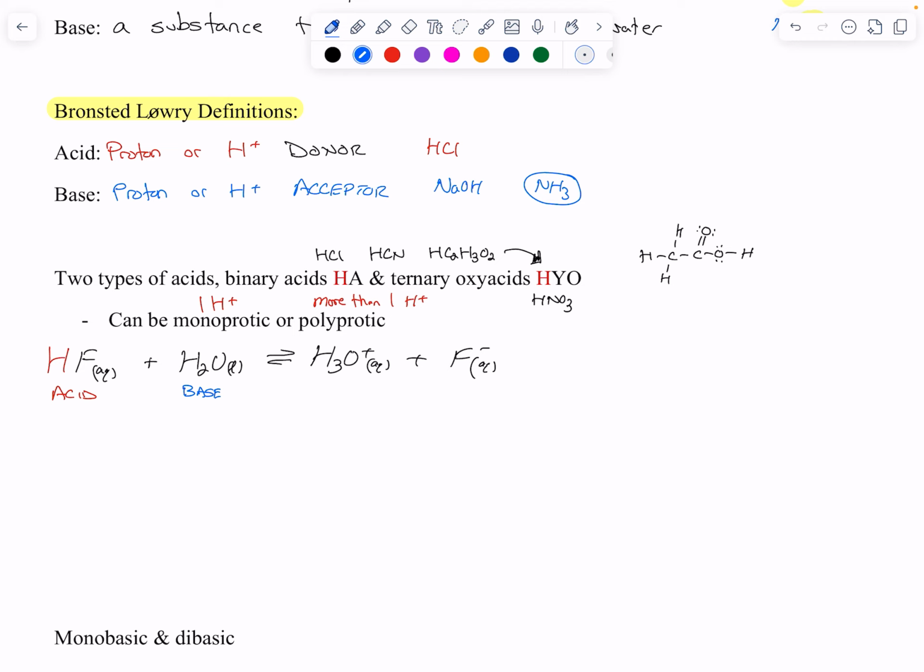Now, a couple of things here. This is the conjugate acid, and fluoride is the conjugate base. So those are acid-base pairs.